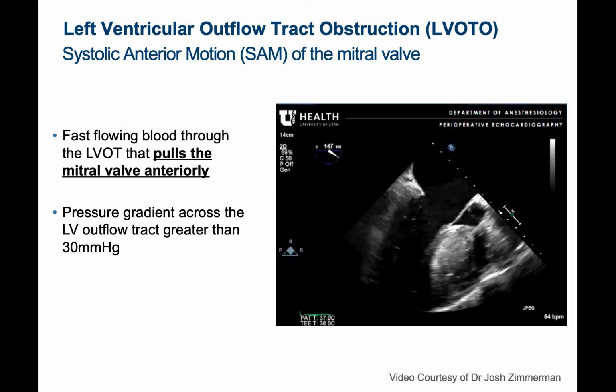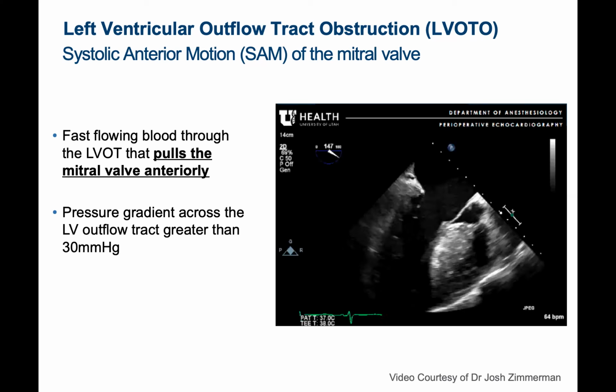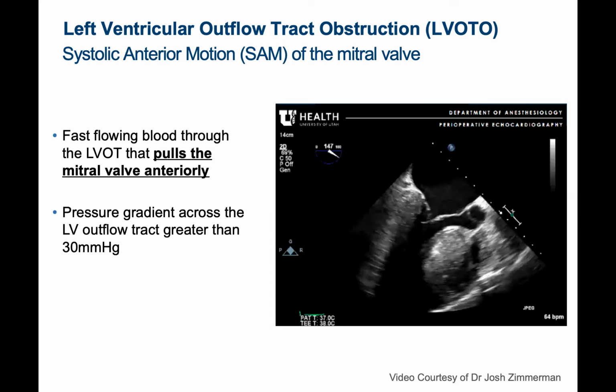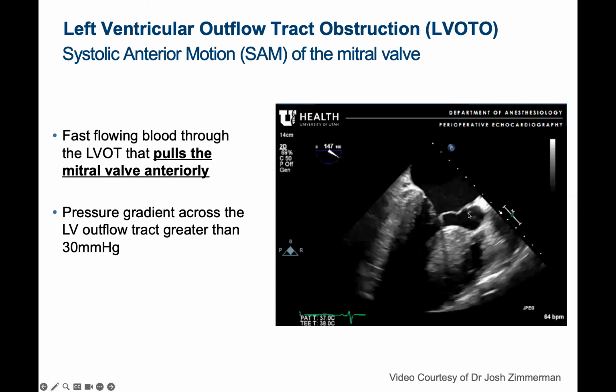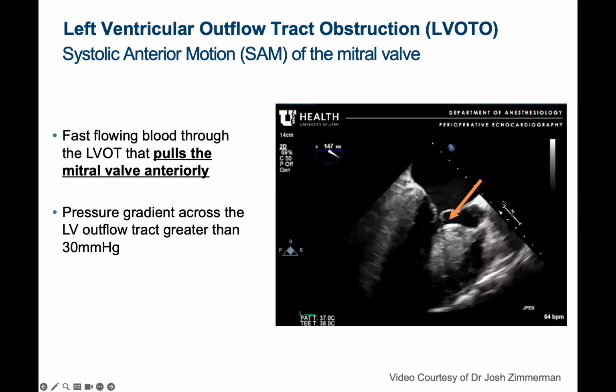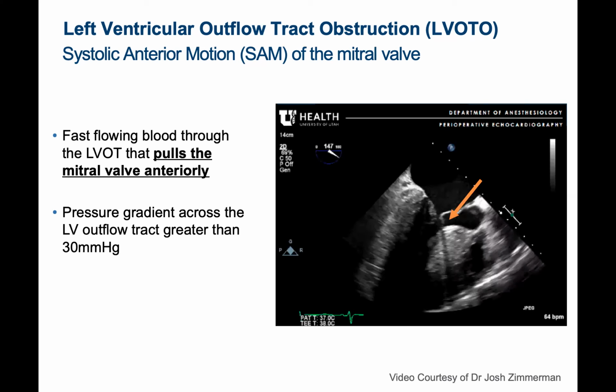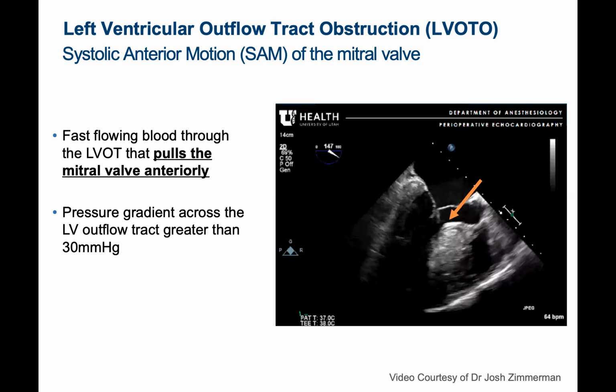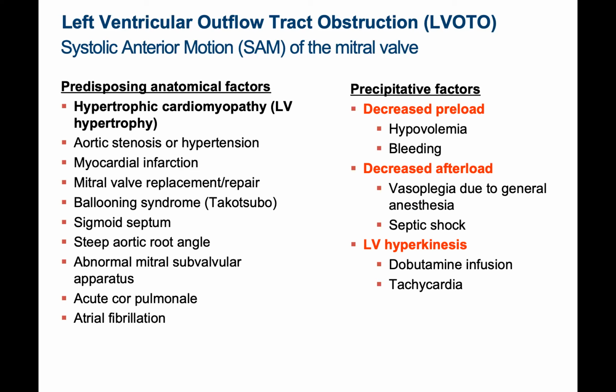So again, by definition, an LVOT obstruction is a pressure gradient across the LV outflow tract greater than 30. So this is a transesophageal echo. Here is our left atrium, left ventricle, LVOT. And here you can see this is an example of SAM, or systolic anterior motion of the mitral valve. So oftentimes when you have an LVOT obstruction or SAM, you have both predisposing anatomical factors. So remember I said anything that can cause that LVOT to be smaller. And then you have these precipitating factors.